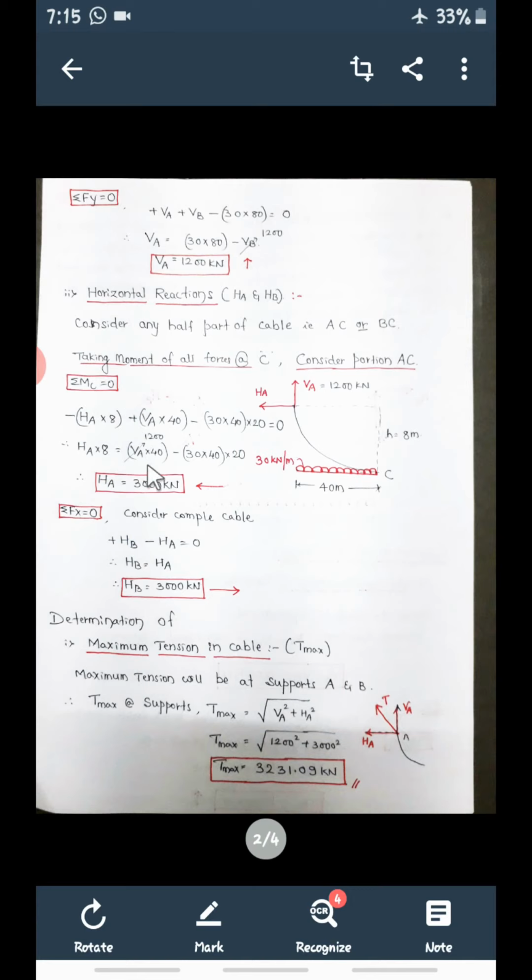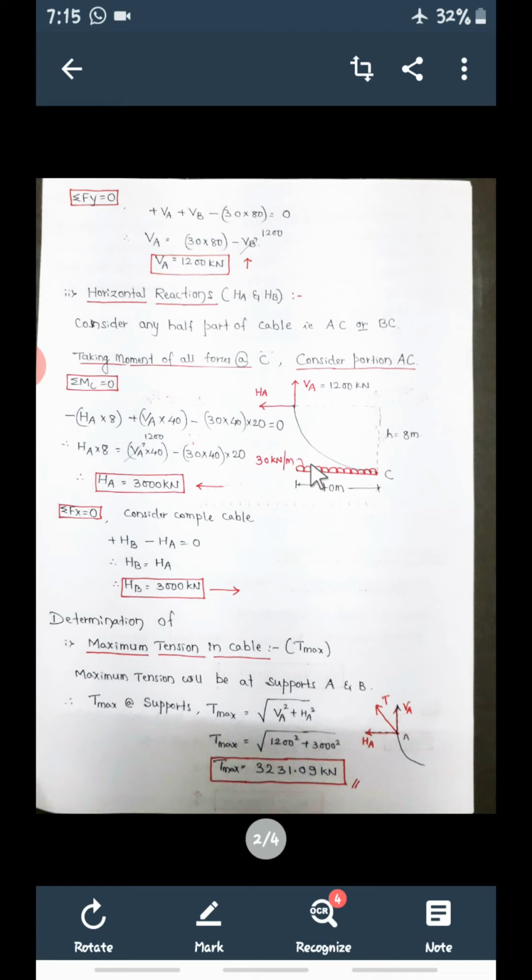We already calculated VA. Substitute that value and you can get HA. So HA is equal to 3000 kilonewton. So even you can write HB is equal to 3000. Always HA and HB are the same. Or you can use summation Fx is equal to 0 for the complete cable: minus HA, and at B it is plus HB. So you can get HB, or directly write whatever HA value you get, HA is equal to HB, that is 3000 kilonewton.